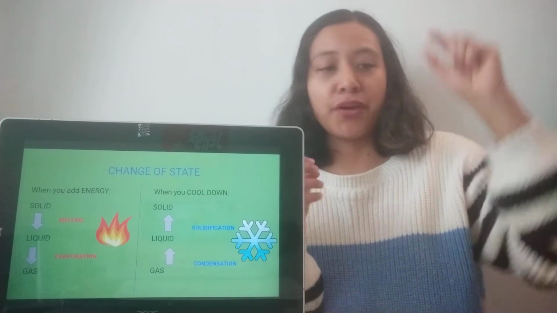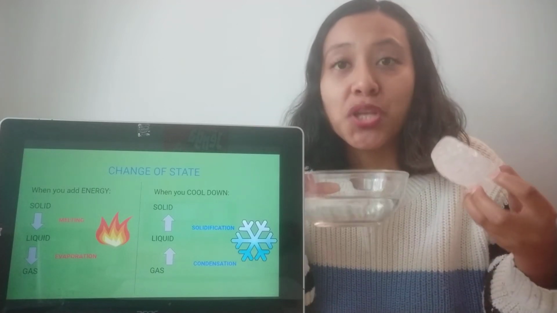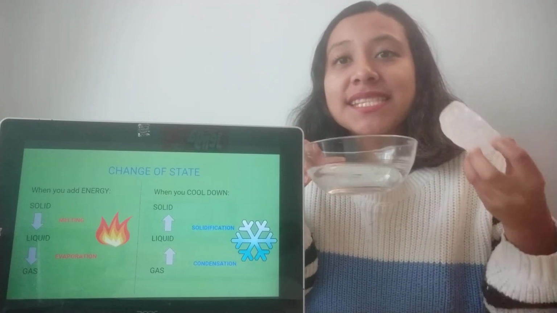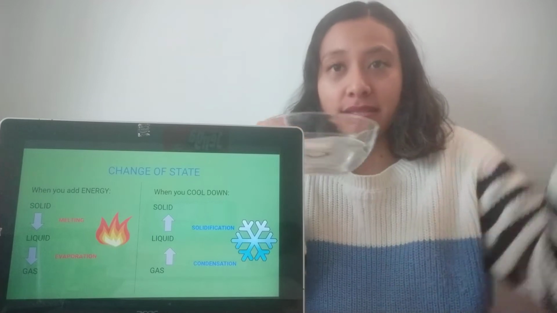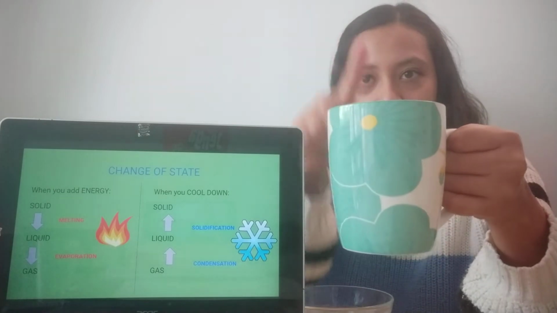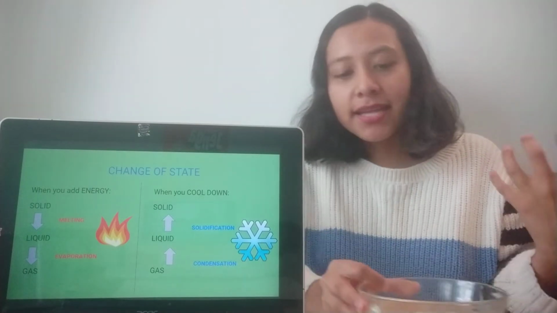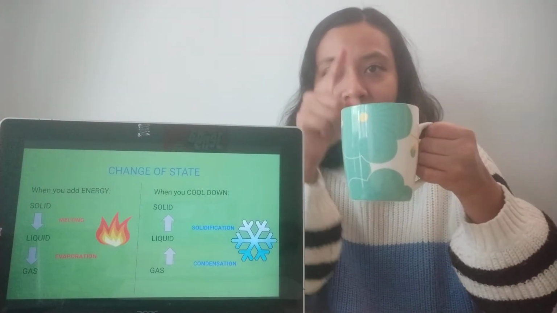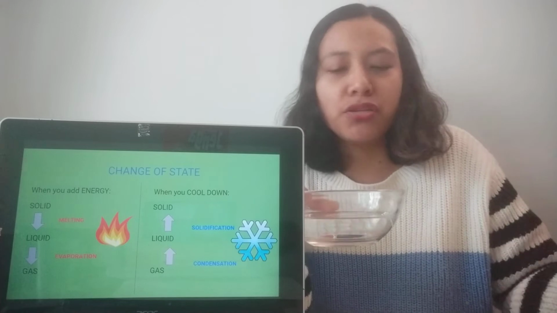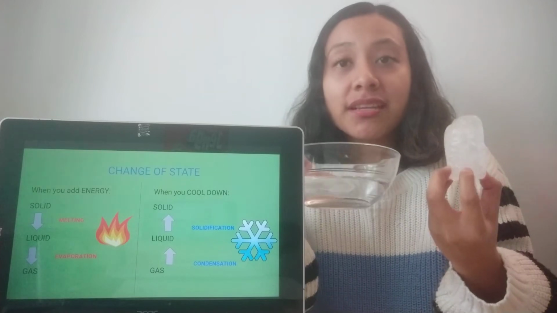So remember, from a solid to a liquid, it's called melting when you add energy. In this case, we added fire. That is called melting. When you have a liquid and you boil the water and it becomes water vapor, like steam, the gas, that's called evaporation, all right? And then if you want to turn the gas into water, that's called condensation. And when you turn the liquid into a solid, that is called solidification.